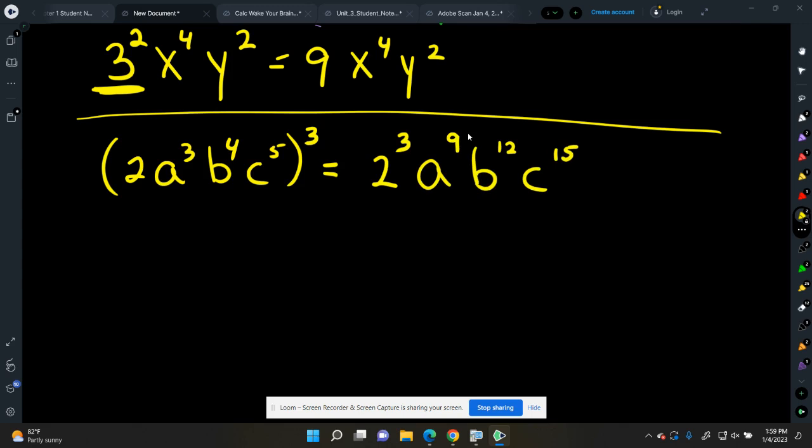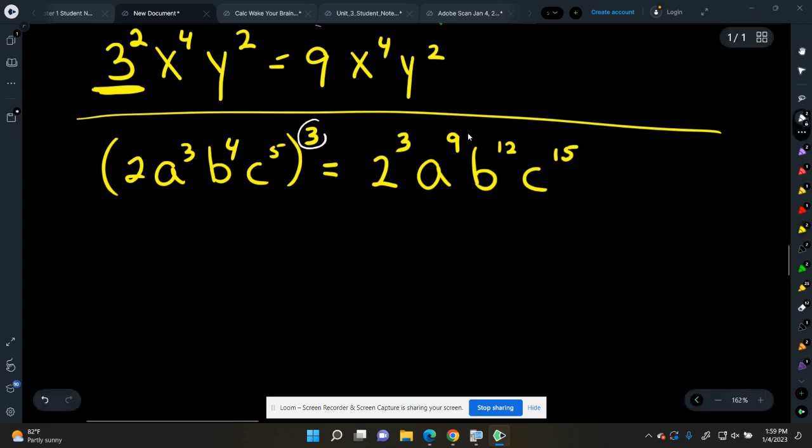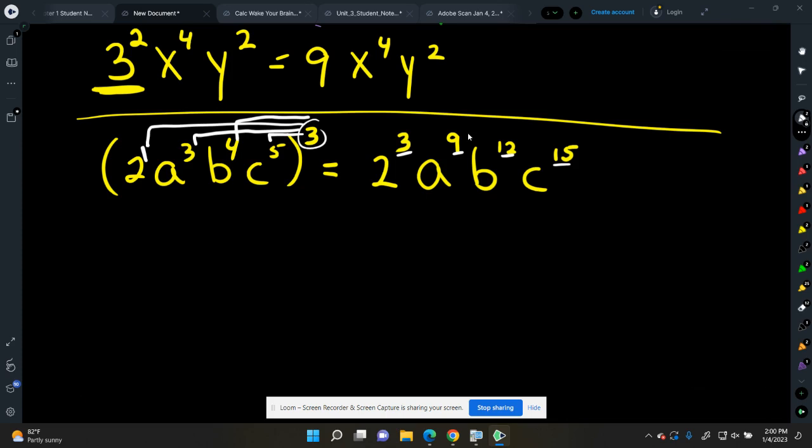Ronnie, how did we get those numbers? We took the 3 and we distributed it. We multiplied it times the exponents. So this has an assumed 1. So 1 times 3 is 3. And then we did 3 times 3, which is 9. And then we did 3 times 4, which gave us 12. And then 3 times 5 is 15. Okay, the only thing we have left to do is figure out what that 2 to the third is. And 2 to the third is 8.